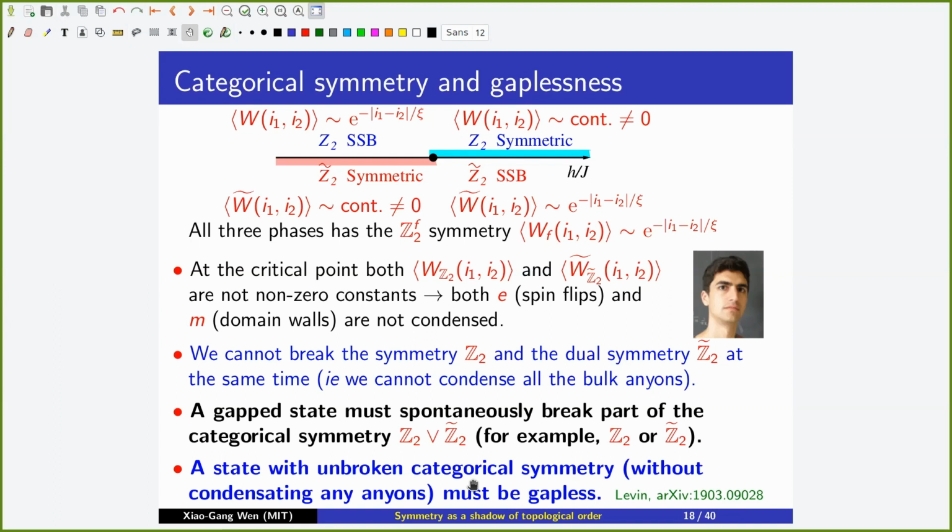Okay. So this actually is in Michael Levin's paper in 2019, a rigorous proof that if both the order parameter and the disorder parameter are not constant, the theory must be gapless. So there is a more rigorous proof. But it really says that a state with unbroken categorical symmetry must be gapless.